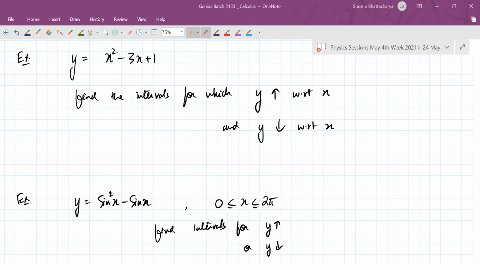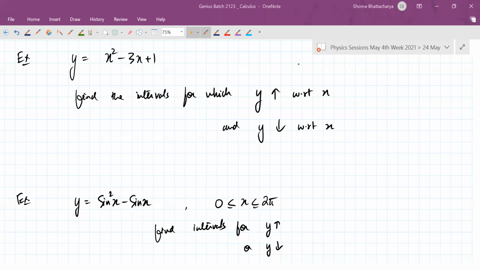Yeah, so Nishya, I think what we want to say over here is that y is increasing for that interval and decreasing for that interval, right? Not whether y is positive or negative. There's a difference between the two, isn't there? That's a different thing.